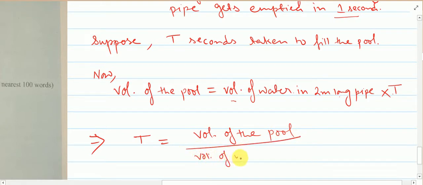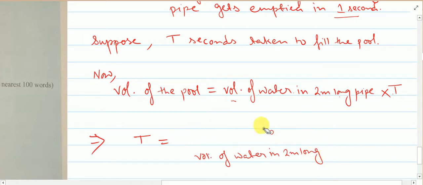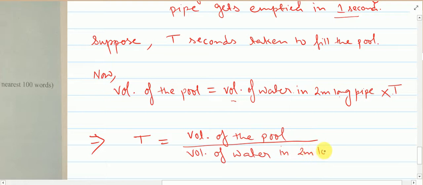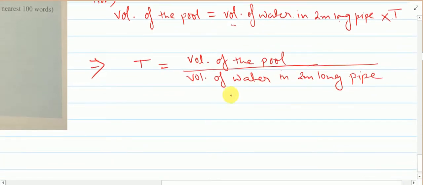volume of water in 2 meter long pipe. Let me write again. Volume of the pool upon volume of water in 2-meter long pipe. And here this T will come in seconds, okay. So let us substitute the values.